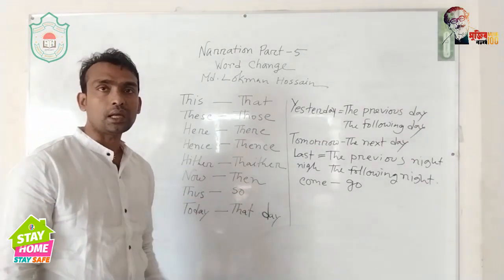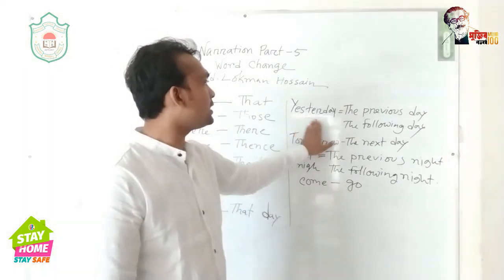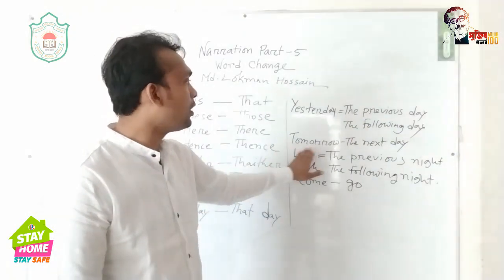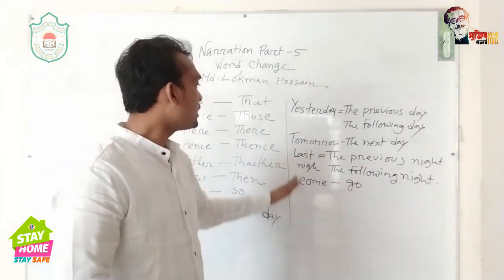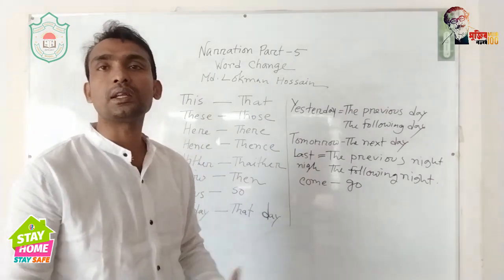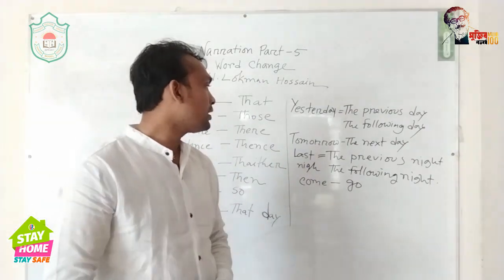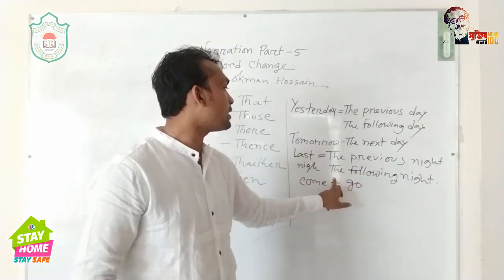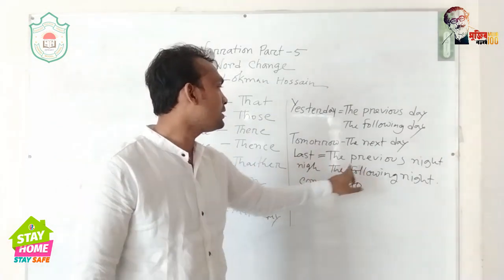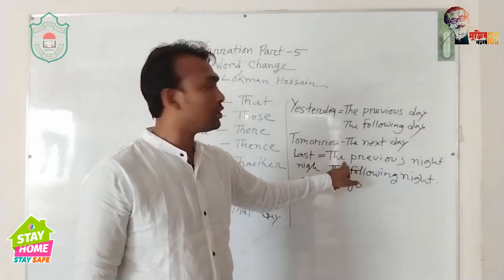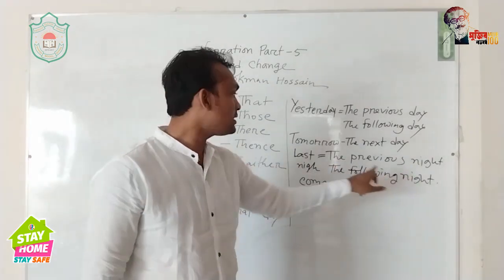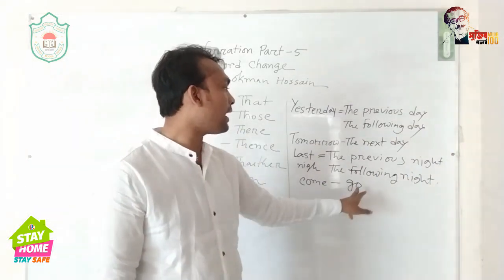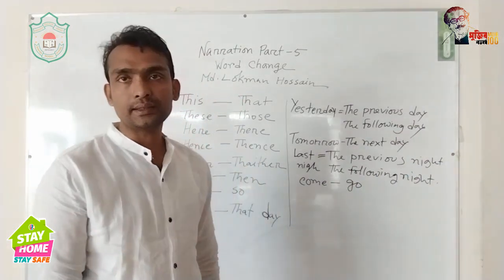Today, then that day. Yesterday, the previous day or the following day. On the other hand, tomorrow means the next day. Last means last year, last night, last morning. In place of last, you will use the previous or the following, like the previous night or the following night. In some cases, come will be used as go, but not in all cases.